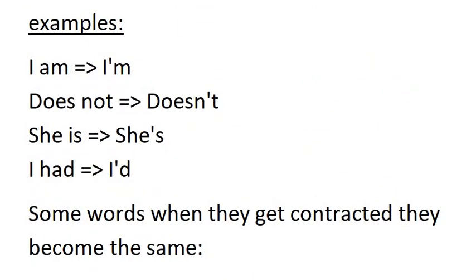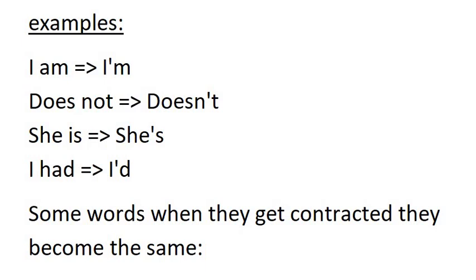So, the first example is I am. So, let's say I am a girl. So, I'm gonna say it, I am a girl. However, if I contract it, I'm gonna remove the A letter and put an apostrophe instead. And how I'm gonna spell it, it's gonna be I'm. So, instead of saying I am a girl, it's going to be I'm a girl.